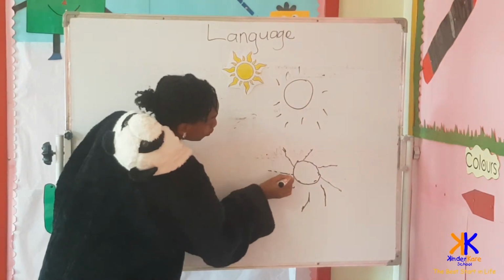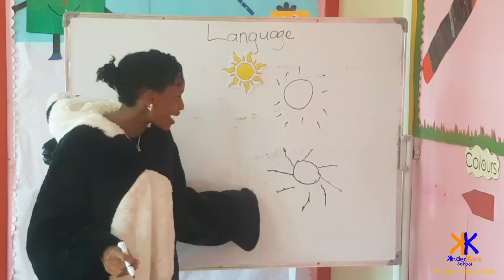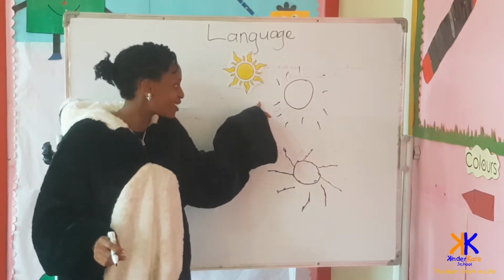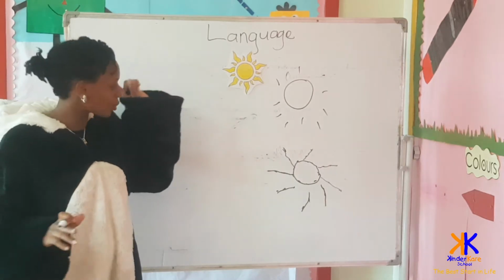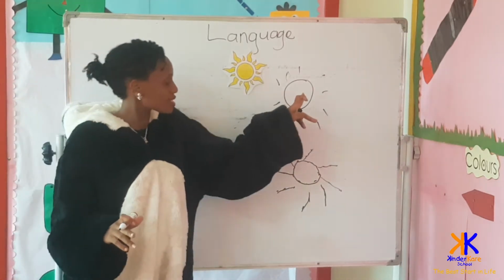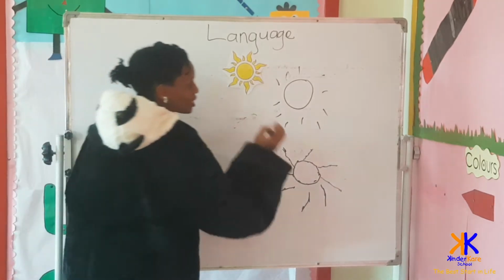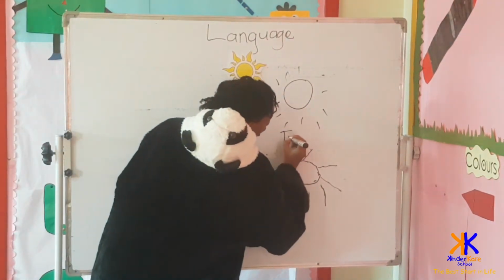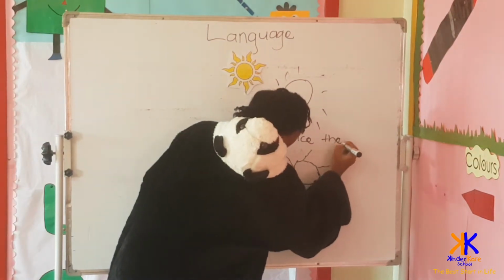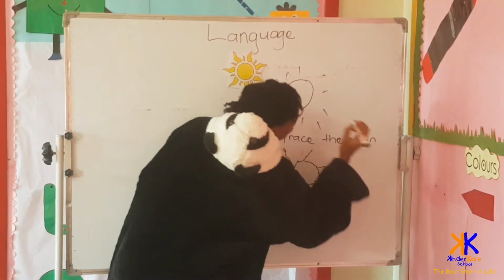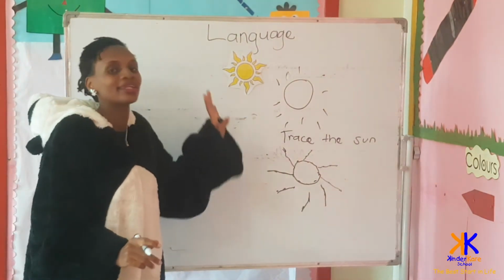We join. Wow, Mr. Sun. The sun is bright, and today we've at least known how we draw our Mr. Sun, and we've traced together. We've traced our Mr. Sun.